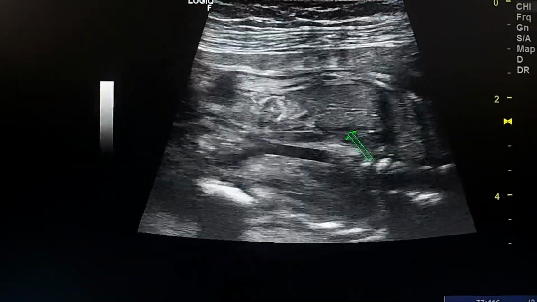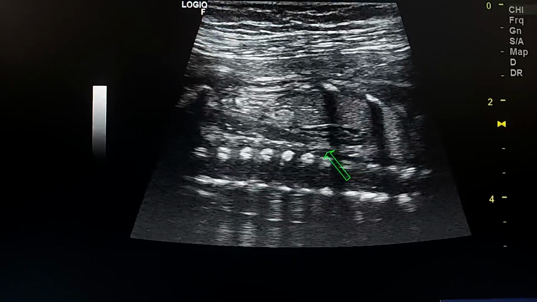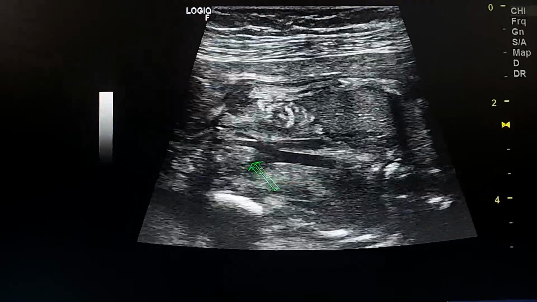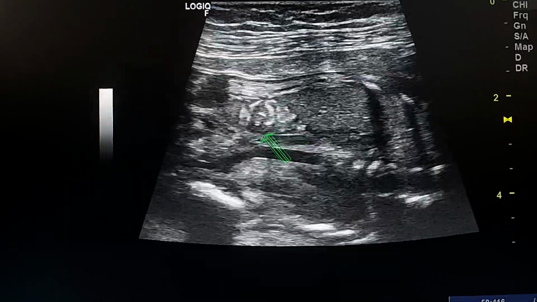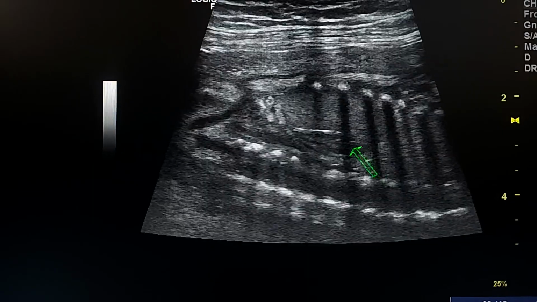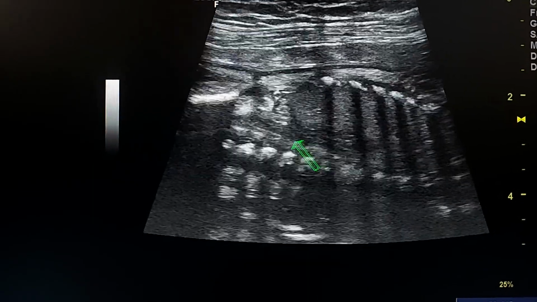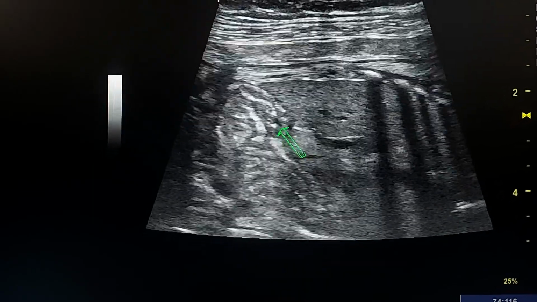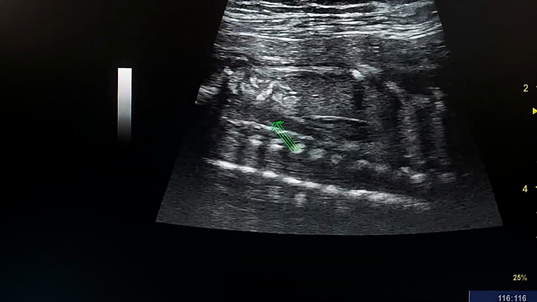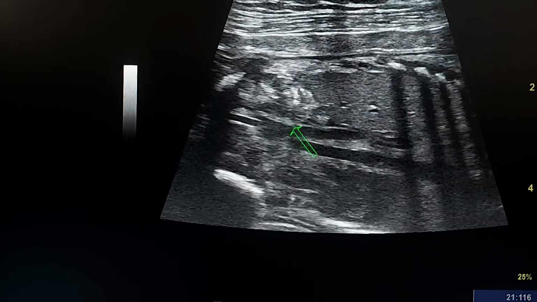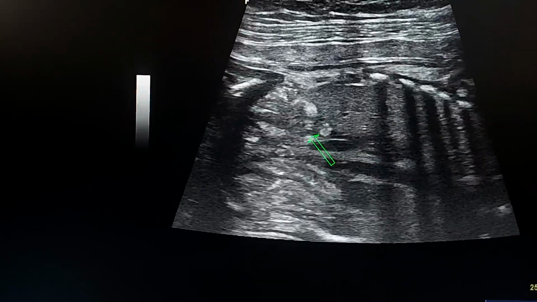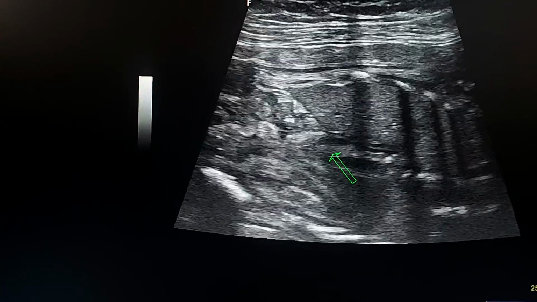This is the right adrenal, and this is the abdominal aorta, and this is the bifurcation. These are small bowel loops. This is the adrenal gland, and this hypoechoic structure here is the psoas muscle, near the spine.